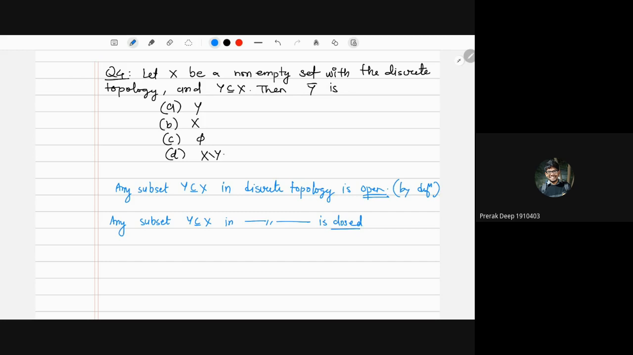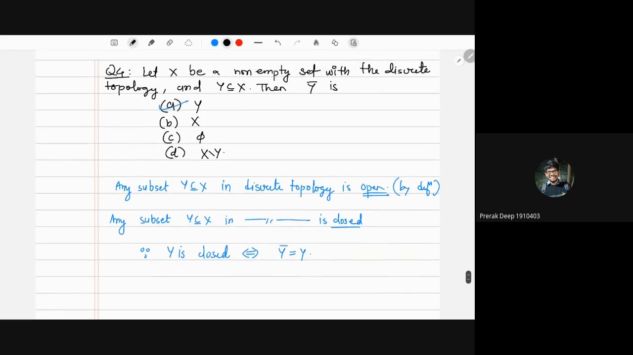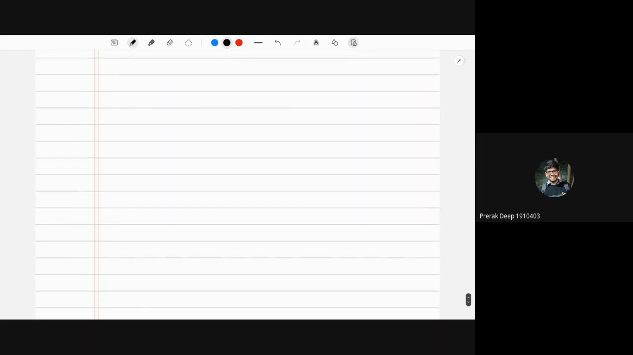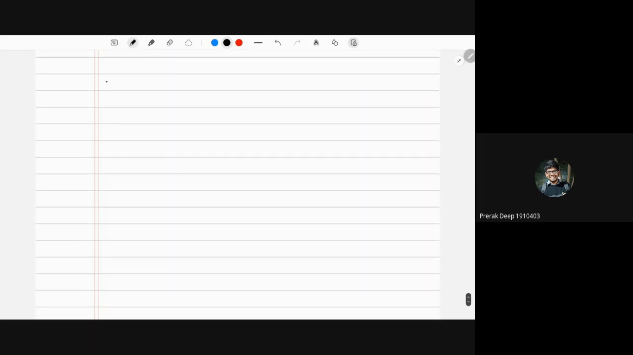So because of that, since Y is a closed set, its closure will be Y itself. Okay. So option A will be the correct answer in this case. Right? Is this clear? Okay. Let's move on to question number 5.